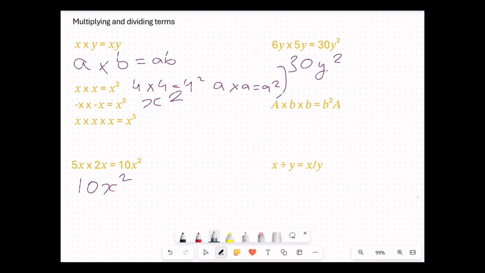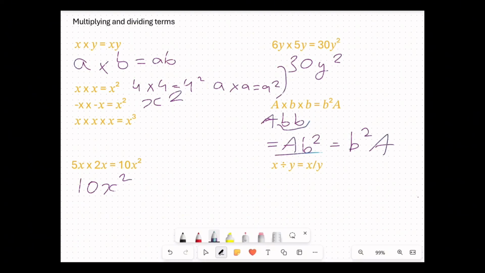a times b times b is a b squared. We can write this as a, b, b. Then we see two b's next to each other, b times b. We know that b times b is b squared, so we can write this as a b squared, or this can be written as b squared a. But the more common way to write this is ab squared because it's in alphabetical order. A, then b, then squared.